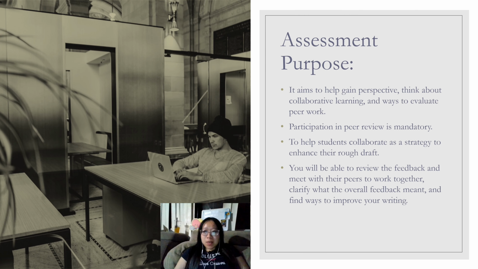The purpose of the assessment is to help gain perspective. Think about collaborative learning and ways to evaluate peer work. Participation is mandatory because collaboration is a strategy to enhance the rough draft. You will get the chance to review the feedback with your peers to work together, clarify what the overall feedback meant, and find ways to improve your writing.